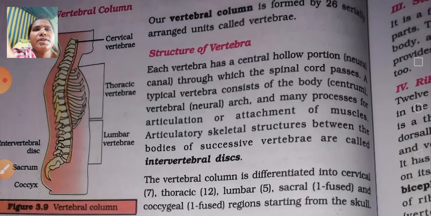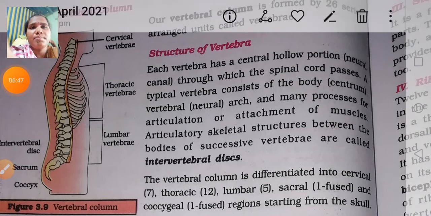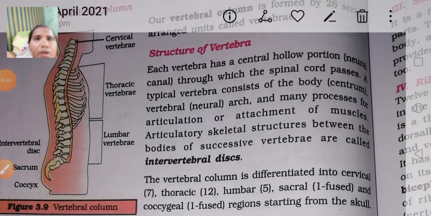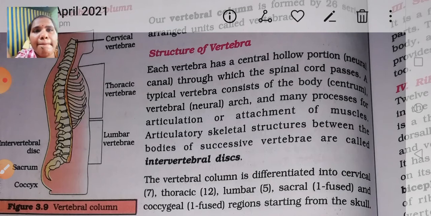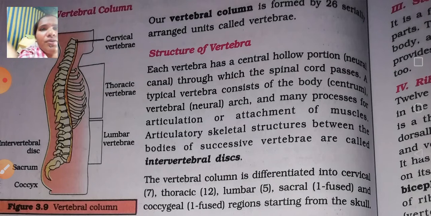It's clear? Next, the vertebral column starts at the neck and runs till the end of the sacrum. We can call it the vertebral column or spinal column. The vertebral column is formed by 28 serially arranged units called vertebrae, one continuous after another.